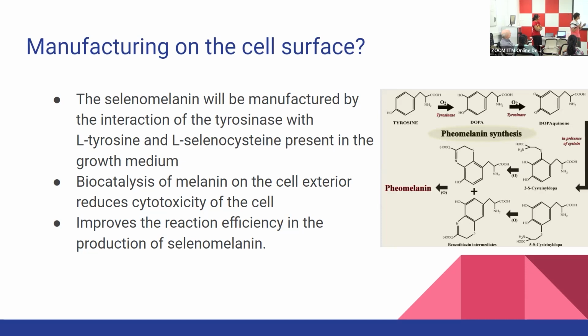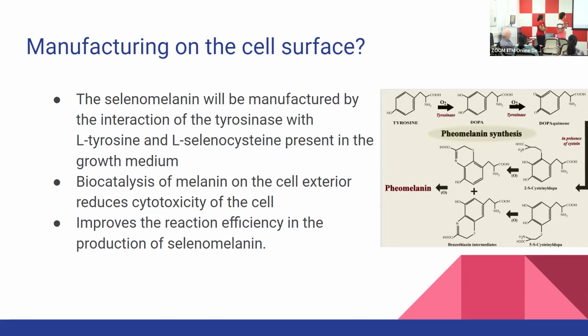And again, in the presence of tyrosinase, it gets converted to dopaquinone. And in the presence of cysteine, it gets converted into other products, which upon oxidation form pheomelanin. Now, our aim here is to convert the pheomelanin. I'll show you this later. We're going to be modifying it to produce a new melanin called selenomelanin.